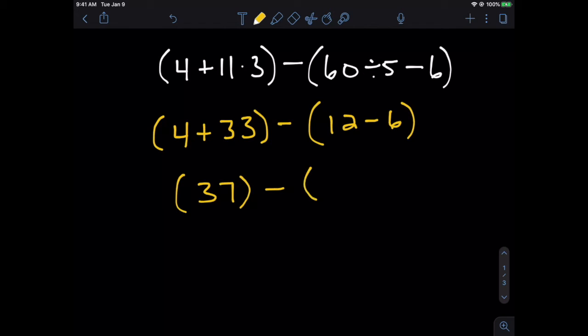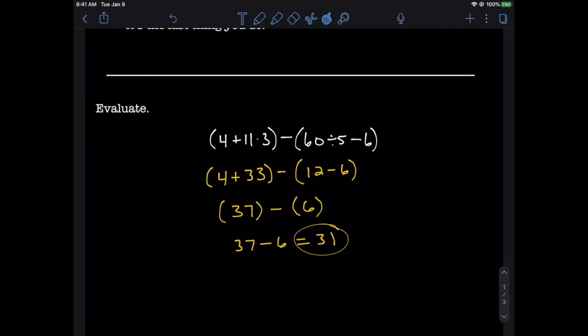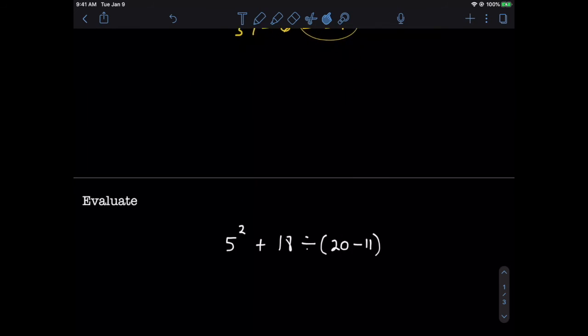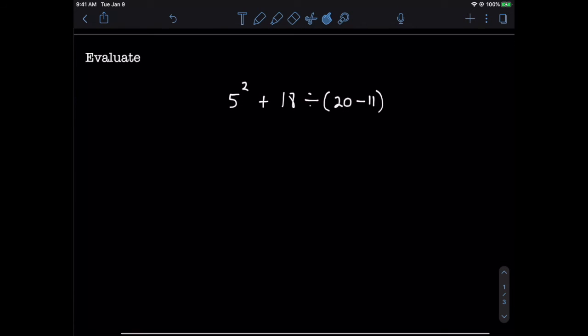4 and 33 is 37, 12 minus 6 is 6. And then, folks, we can basically just drop the parentheses here and turn it into 37 minus 6. Final answer, 31. Hopefully you can see how breaking it down into two smaller problems makes this a lot easier. Let's go ahead and take a look at a slightly more complicated example.